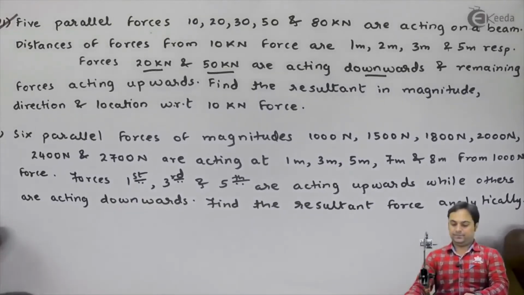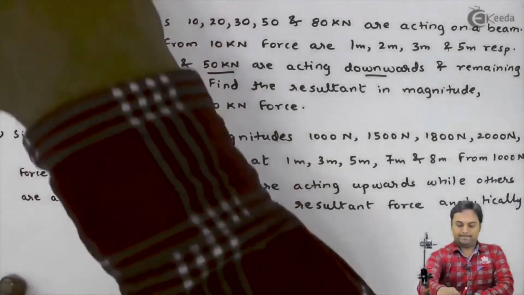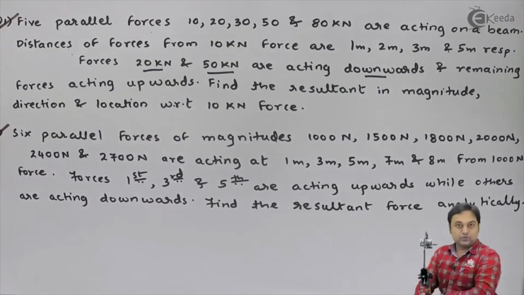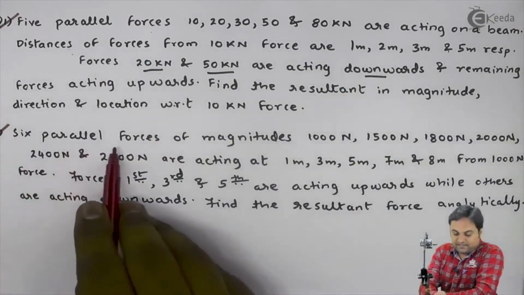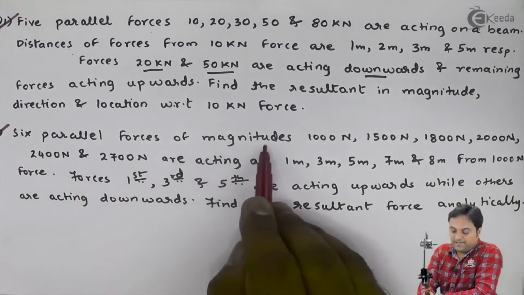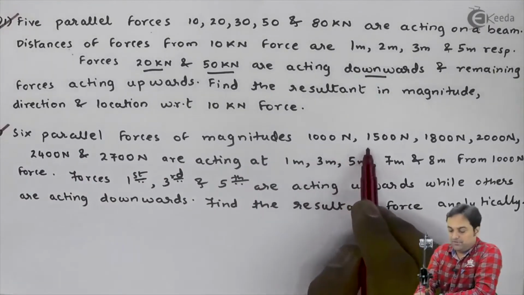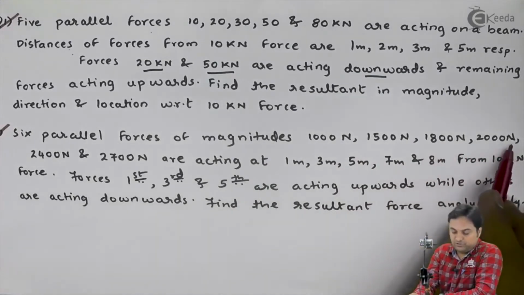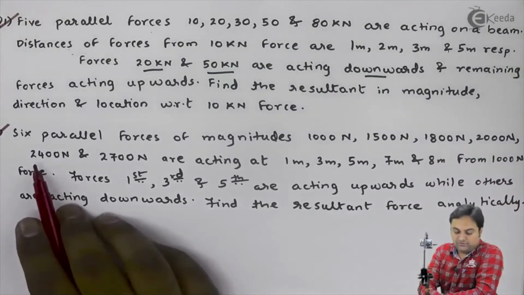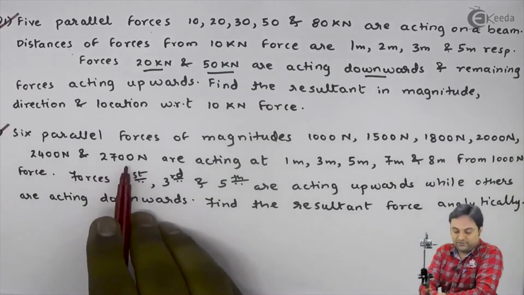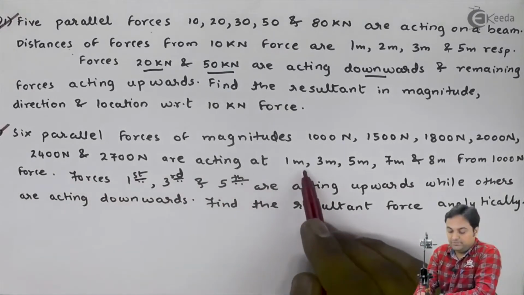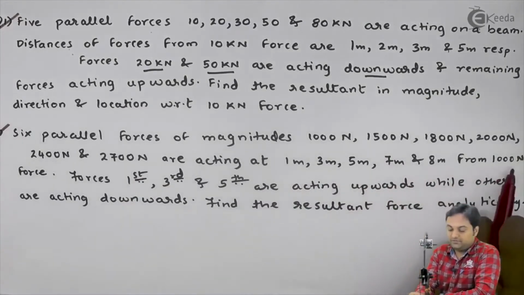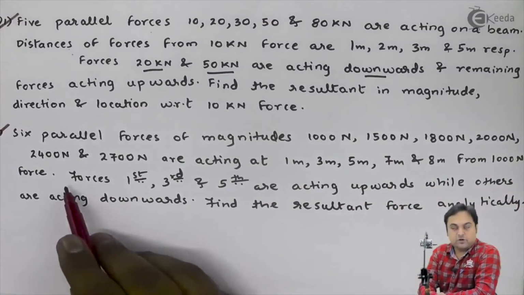Second question, I am marking question number 2. Let's read this question. 6 parallel forces of magnitudes 1000 Newton, 1500 Newton, 1800 Newton, 2000 Newton, 2400 Newton and 2700 Newton are acting at 1 meter, 3 meter, 5 meter, 7 meter and 8 meter from 1000 Newton force.